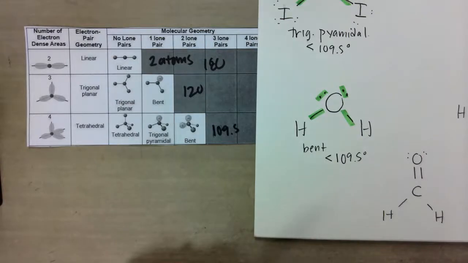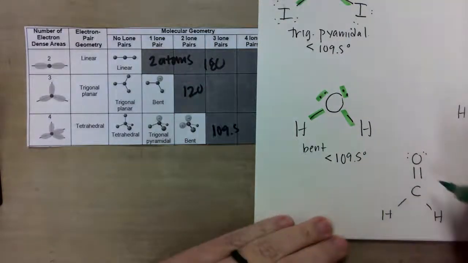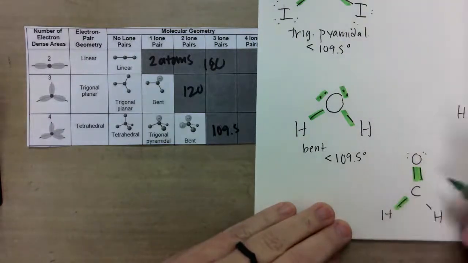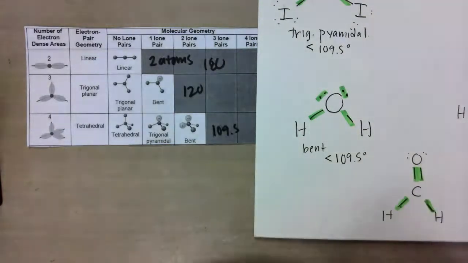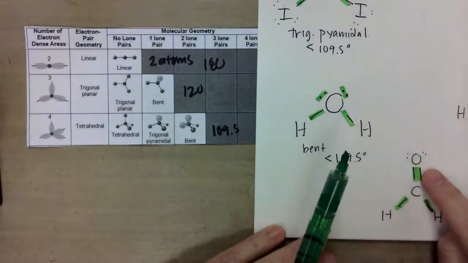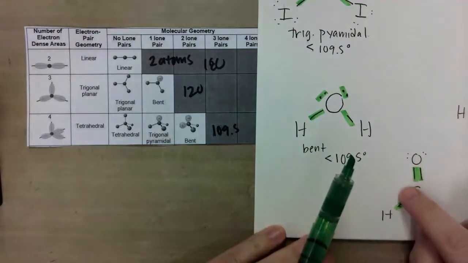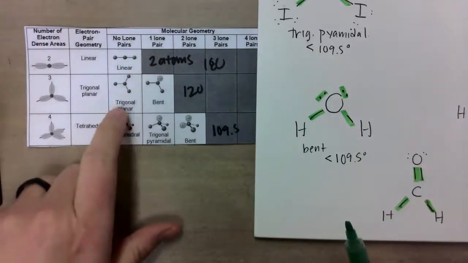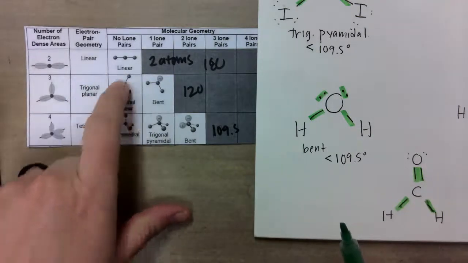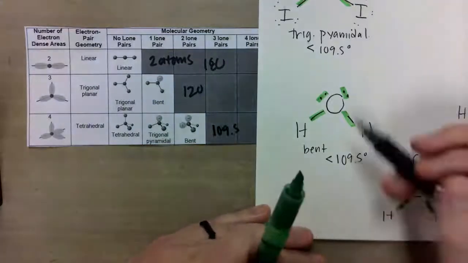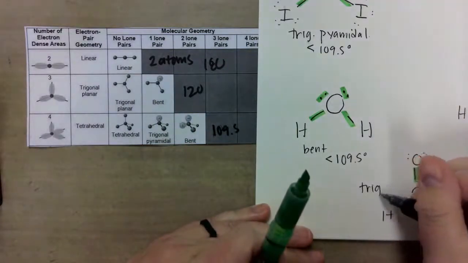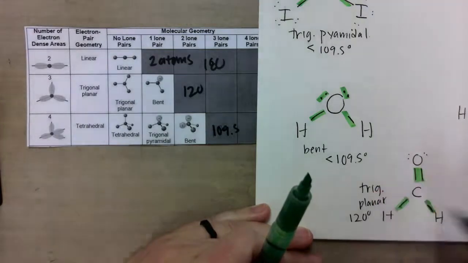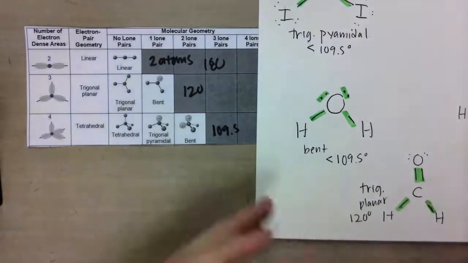Moving on to this one, OCH. Again, only what's connected to my center. Okay. I have 3 dense areas and all of them are bonds. I don't have any dots on my central atom at all. So if I look at that, then 3 dense areas, no lone pairs, means that I have the shape of trigonal planar. And my bond angles are 120 degrees. And so hopefully you can kind of get the hang of it.